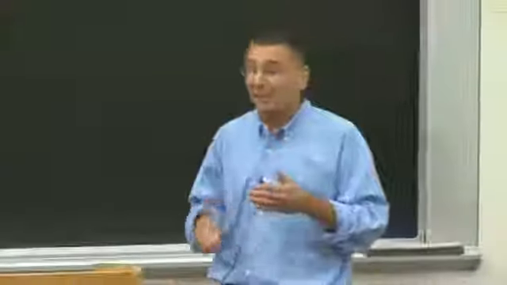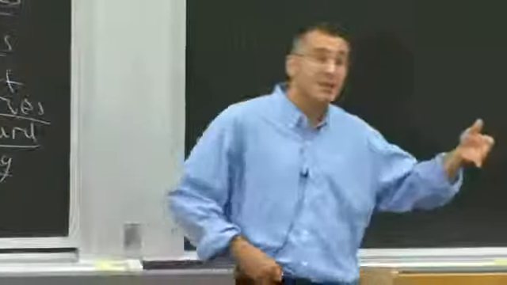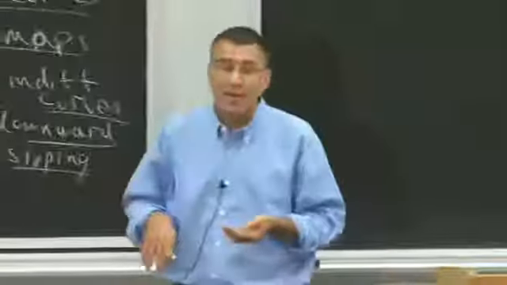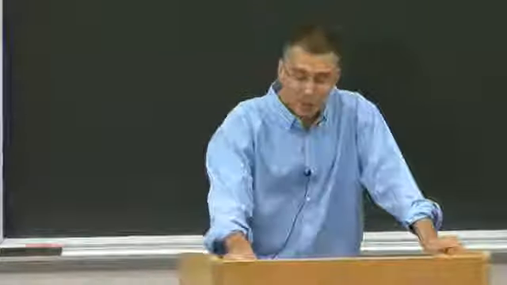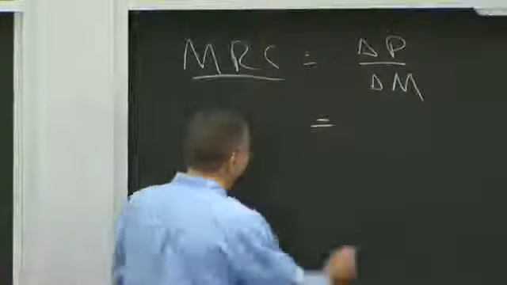So then you say, wait a second, if you want me to give up another pizza, you've got to give me 2 movies. Because my marginal utility of pizzas is rising, and my marginal utility of movies is falling. And that's why the marginal rate of substitution diminishes along the indifference curve.